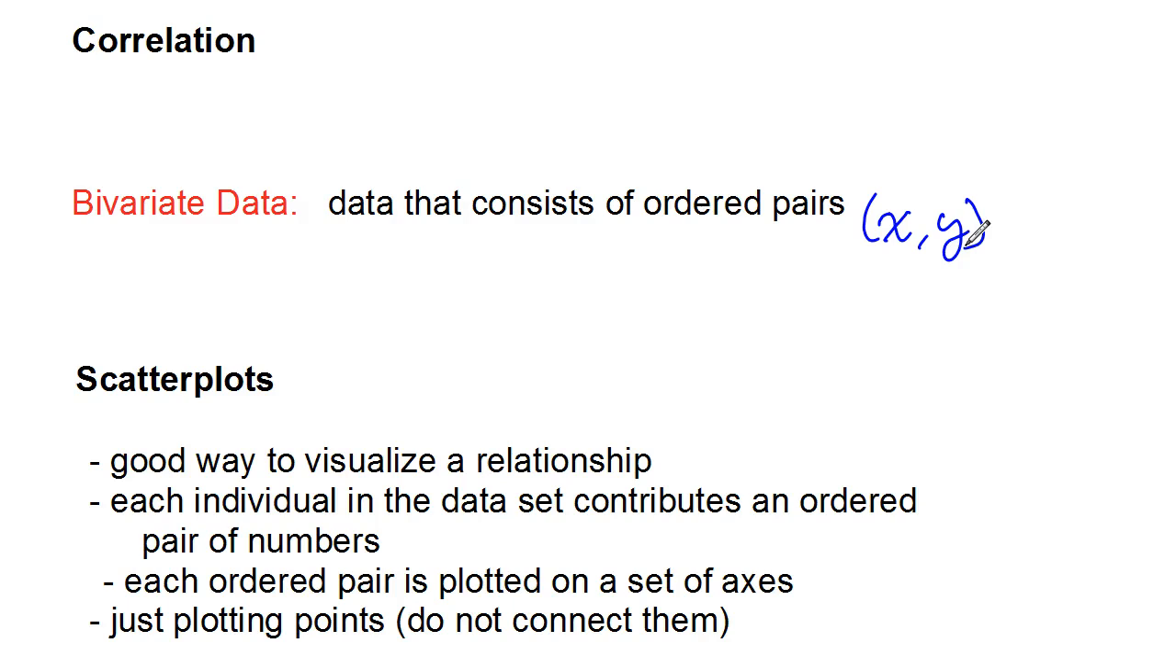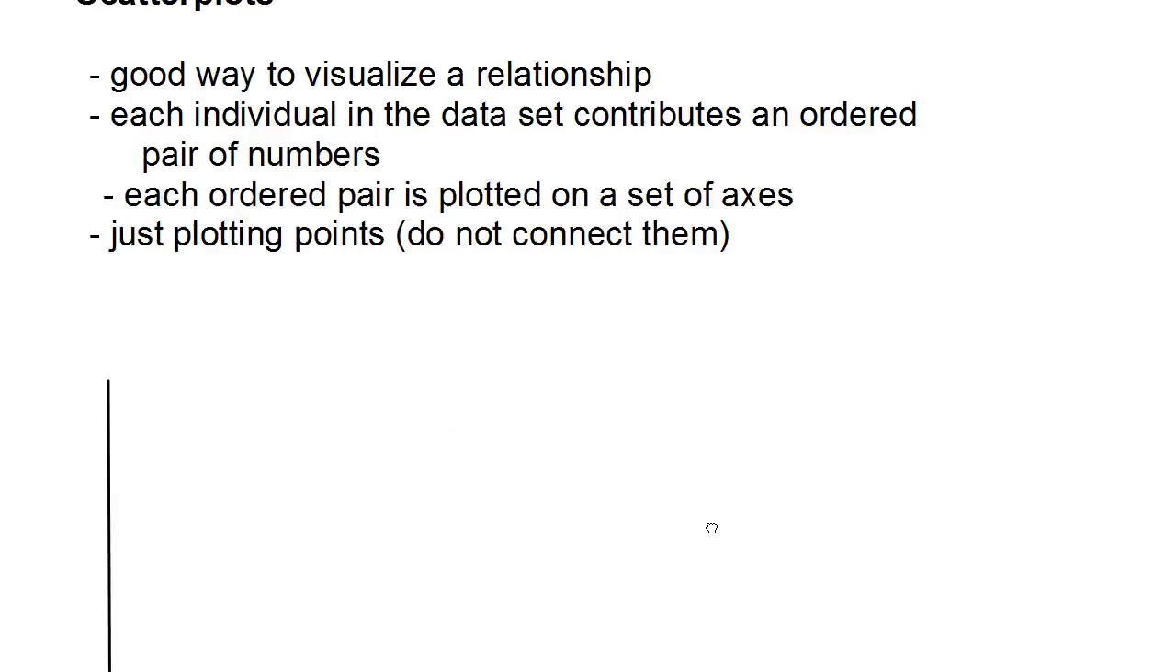A way to visualize this data is scatter plots, and each individual in the data set contributes an ordered pair, the x comma y. We plot these on a set of axes, and we just plot the points. We don't connect them. That's why it's called a scatter plot, because we literally just plot the points.